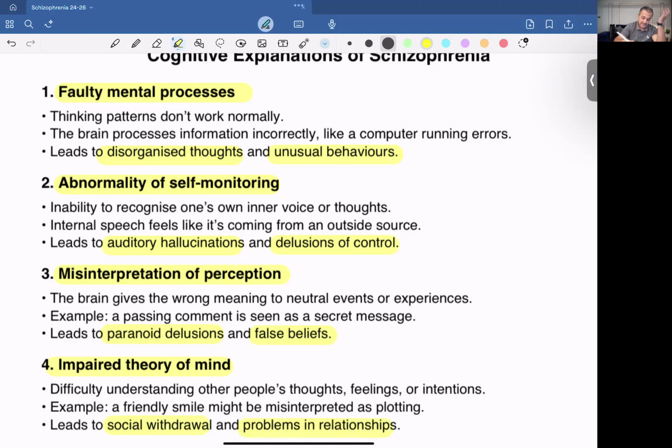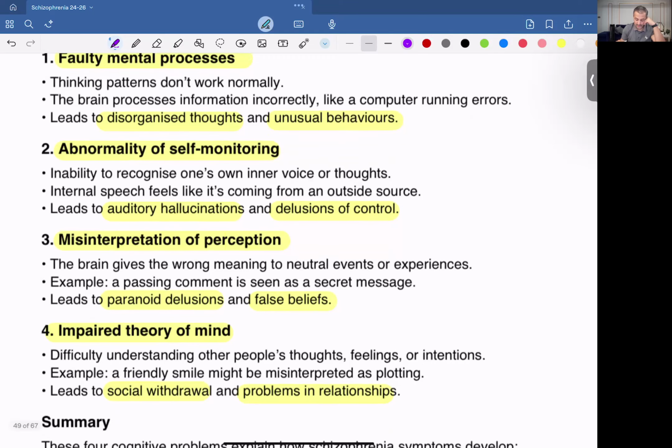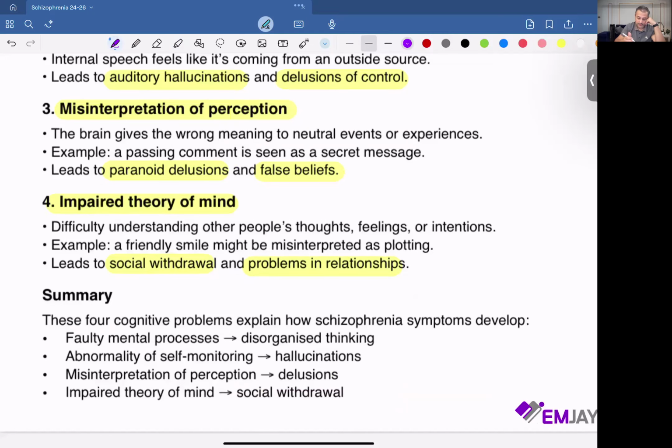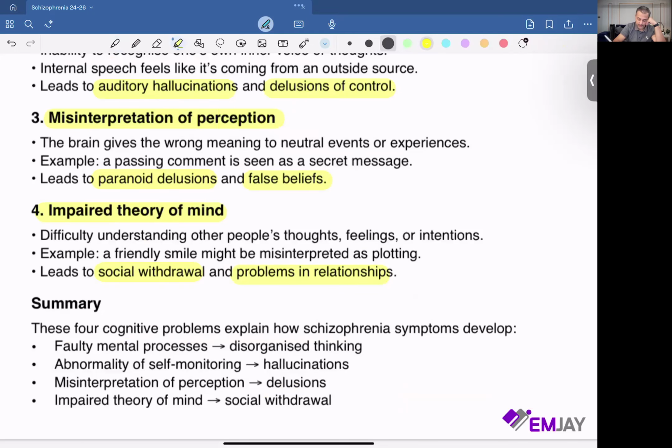Now, it's pretty much the same. It's just that in the previous slide, you had all of this in the form of a colorful flow chart, and over here, you have all of this information written in the form of points. Now, if we try summarizing and shrinking this even further, this is what we have studied so far. These four cognitive problems explain how schizophrenia symptoms develop. Number one, faulty mental processes leads to disorganized thinking. Number two, abnormality of self-monitoring leads to hallucinations.